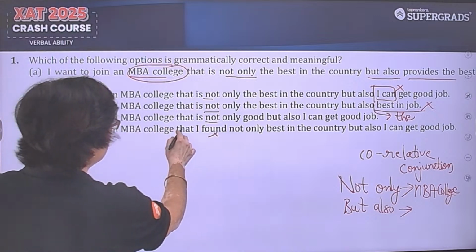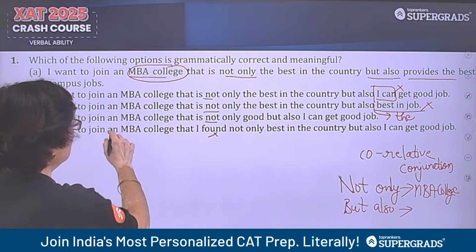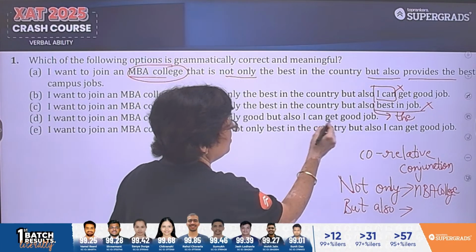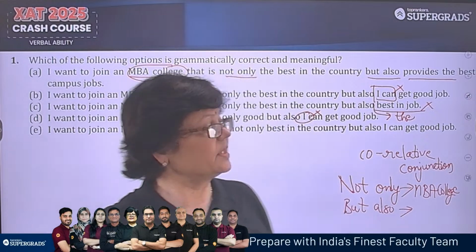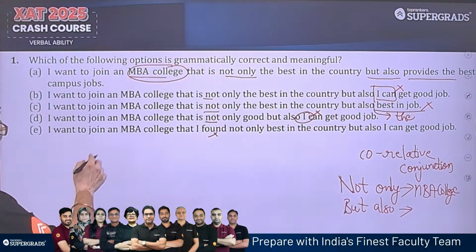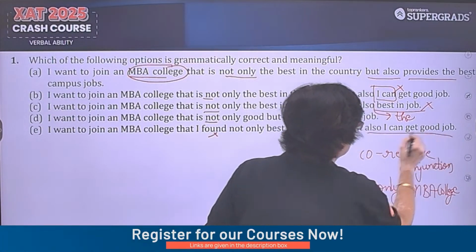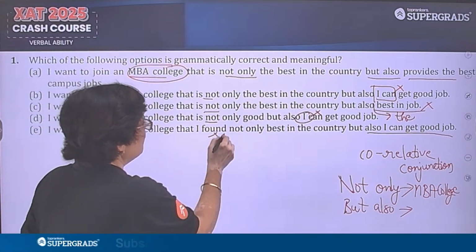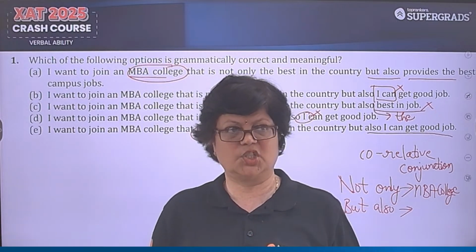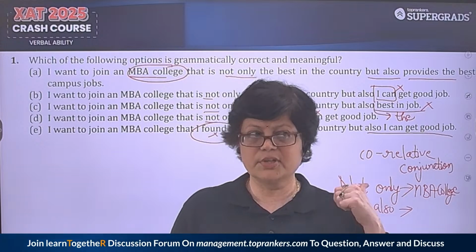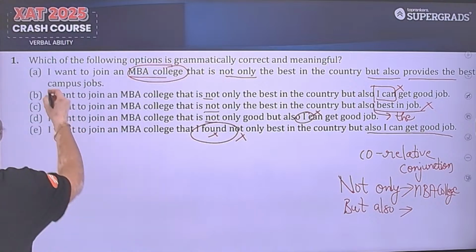I want to join an MBA college that is not only good, but also I can get good job. यहाँ पे again you find that the subject has been changed. So this goes against the rule of grammar. Now coming to the last one, I want to join an MBA college that I found not only best in the country, but also I can get good job. Though this is a repetition of sentence two, but here you find the major mistake, right? So this is not a proper grammatical structure. It does not conform to the rule of grammar of correlative conjunction, not only but also. So clearly your answer is option A. This is your answer option.